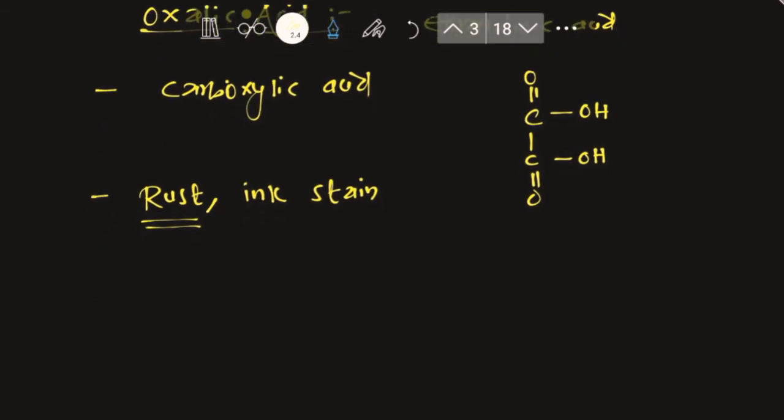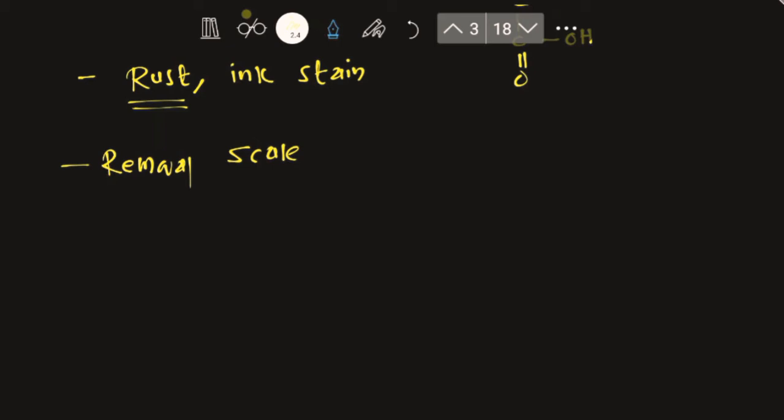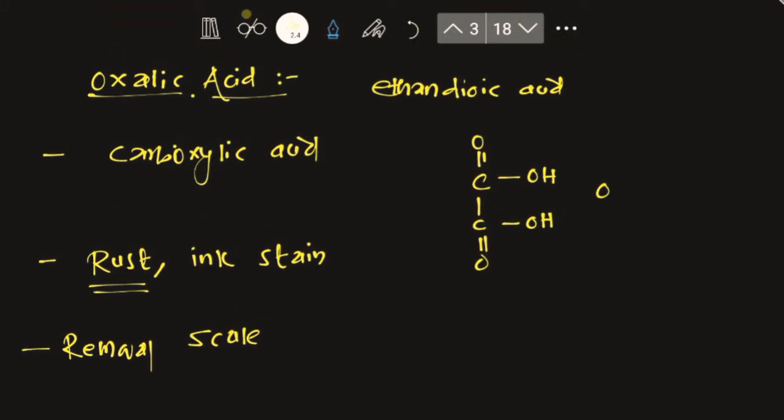You know that scale is a type of layer which develops on many metals. So for removal of scale, this dicarboxylic acid is used. That is one of the essential compounds in automobile industries also, for the removal of scale as well as rust and ink stain. So the formula is COOH twice, or simply C2H2O4.